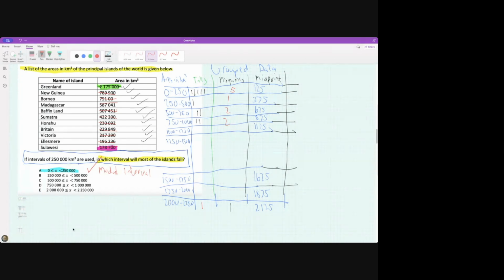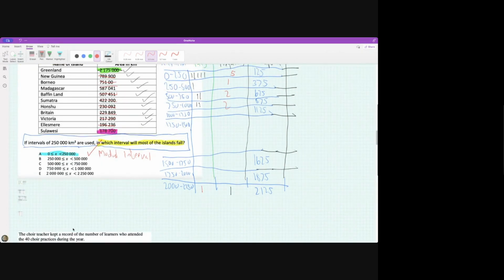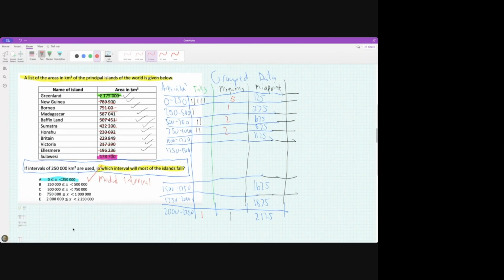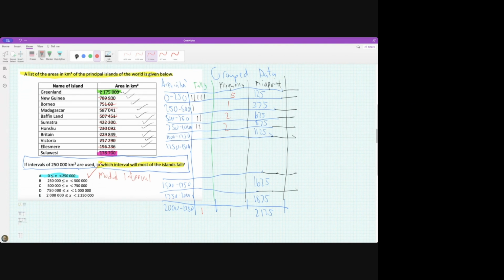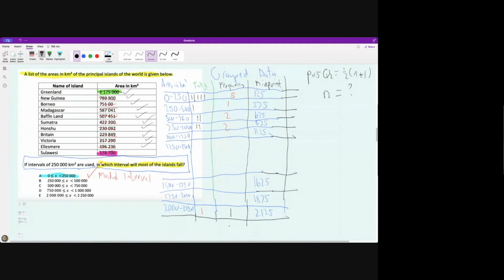Perfect. Thank you. Okay, now, if we have a modal interval, then shouldn't we also have a median interval? In previous lessons, when we looked for the median, we had to use the position formula, a half times n plus 1. Now what is n going to be in this particular data table? In this example, where we're counting up islands, what is n going to be equal to? So 5 plus 1 plus 2... there's going to be 11.